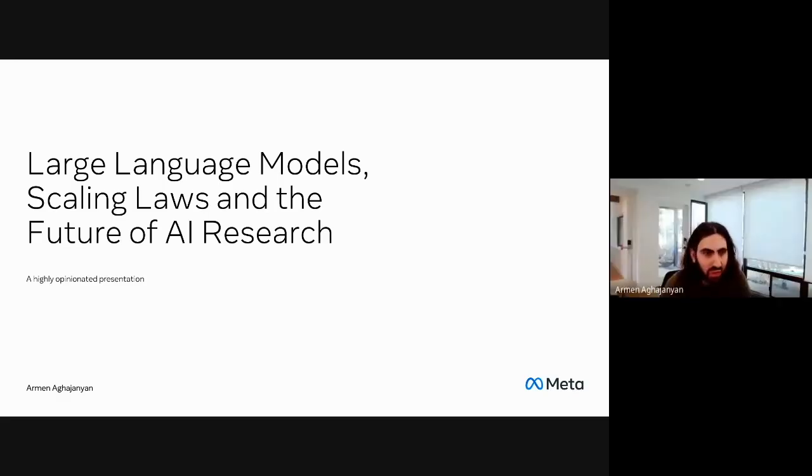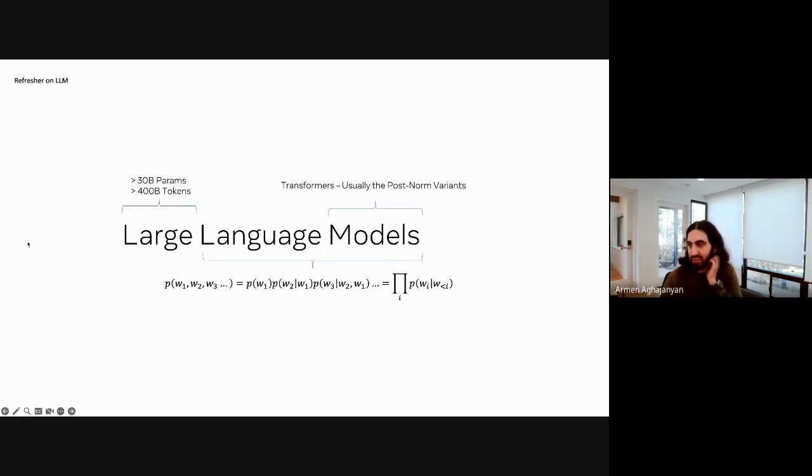Yeah, sounds good. So I'm going to start off a little bit broader than the current paper. This is a highly opinionated, personal opinion presentation on large language models in general, why we think scaling laws are important, and the future of AI research. So let's start off with some preliminary definitions. I feel like this slide gets updated every time I give this talk.